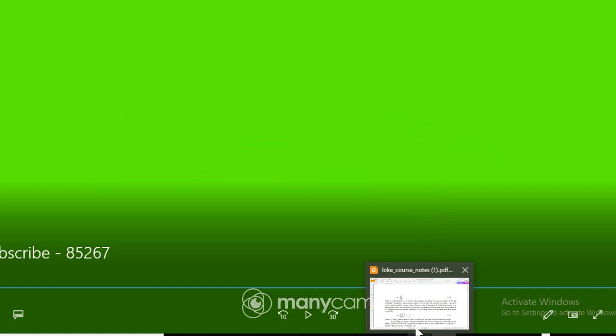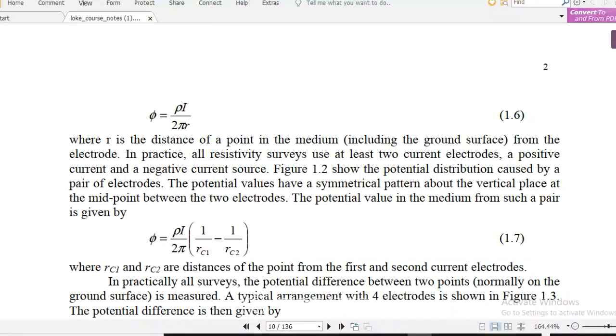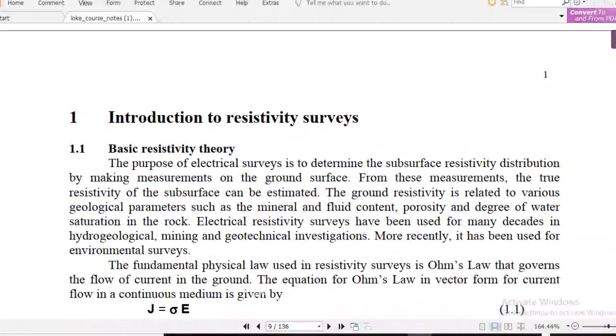Let us start the theoretical part first. When you come to the theoretical part, let me introduce some important discussion about the resistivity survey. The basic resistivity theory: the purpose of an electrical survey is to determine the subsurface resistivity distribution. Under the ground, there is a resistivity distribution, different resistivity 1, resistivity 2, resistivity 4, 5, 6, 7, which means that the subsurface has different resistivity values distributed under the ground.